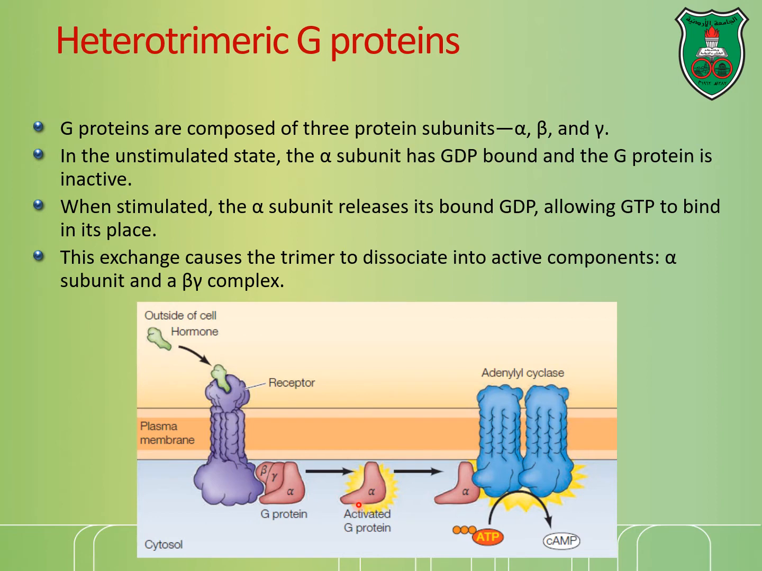And the alpha subunit binds to a GTP when activated. Then it moves along the plasma membrane and it interacts with another receptor or a channel or whatever, or an enzyme such as adenylyl cyclase. Now, when the alpha subunit interacts with adenylyl cyclase, the enzyme gets activated, resulting in the conversion of ATP to cyclic AMP.